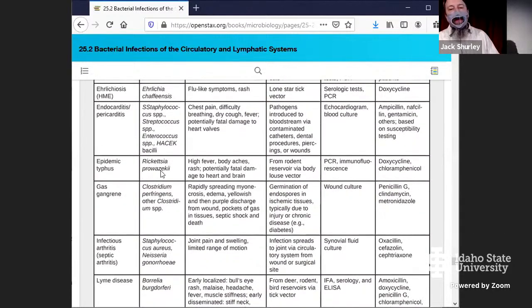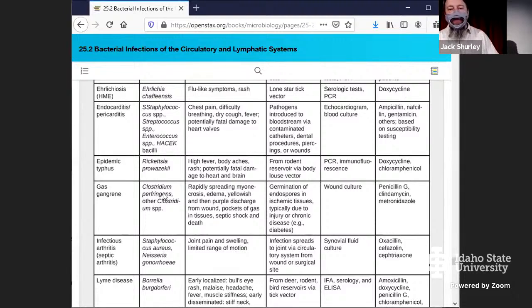The epidemic typhus, Rickettsia prowazekii, these use a louse vector to transmit the bacteria, the rickettsial organisms, into us. So numerous rodents, rats, serving as reservoirs, and then the louse feeding on them and maybe feeding on us. So that's epidemic typhus. There's a couple of different types of typhus.